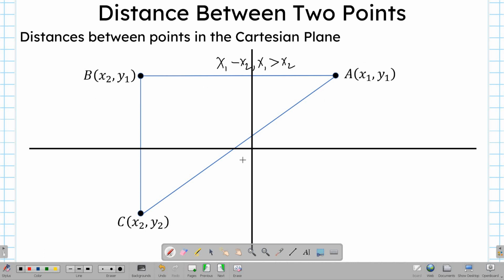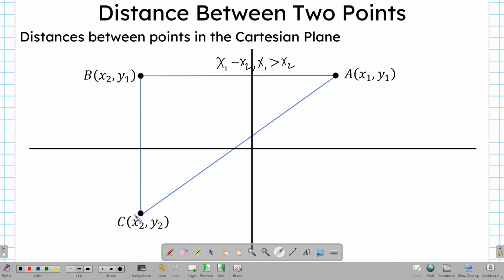Now, the same concept is applied when we have vertically aligned points. Kung makikita natin dito, we can see that points B and C are vertically aligned because they have the same abscissa. They only have different ordinates. Now, just like what we had a while ago, it's the same process and the same idea.